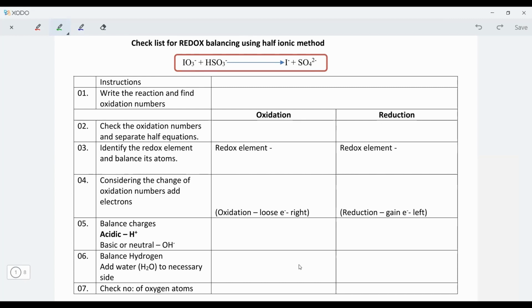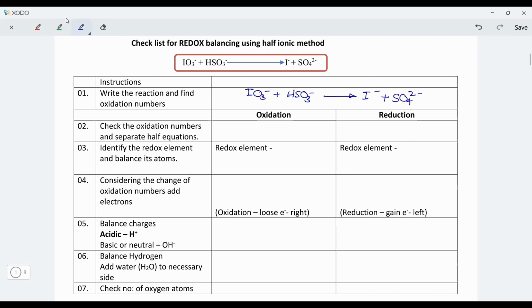There is another method that we do without separating the oxidation and reduction half. I'm going to discuss that part in the last part of our video. Right, now let's start from here. You can see the reaction is IO3 minus reacts with HSO3 minus to give you I minus and SO4 2 minus. The first instruction: write the reaction and find oxidation numbers.